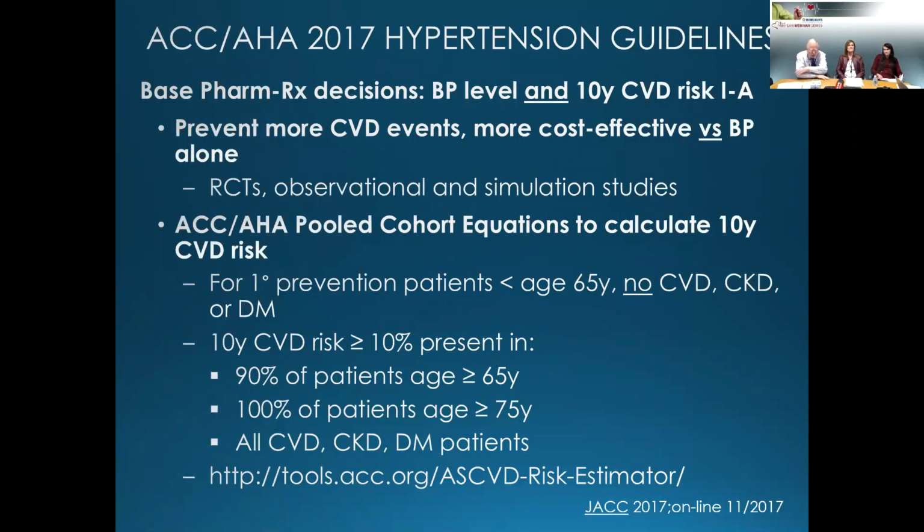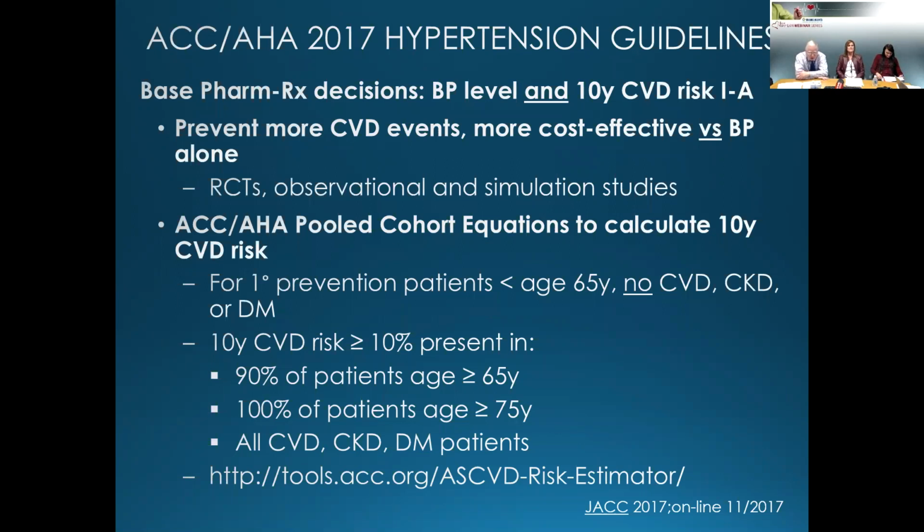Well, another key recommendation in the ACC-AHA 2017 guideline is to base pharmacologic drug treatment decisions not only on a patient's blood pressure level, but also on their 10-year risk of cardiovascular disease, fatal and non-fatal myocardial infarction and stroke. Randomized trials, as well as simulation studies, have suggested that this approach will prevent more cardiovascular events and be more cost-effective than basing decisions on blood pressure level alone.